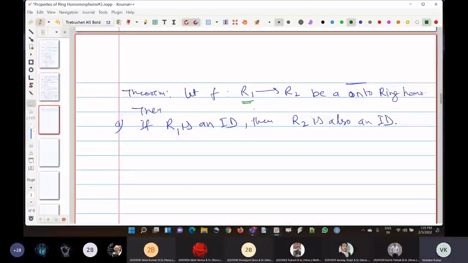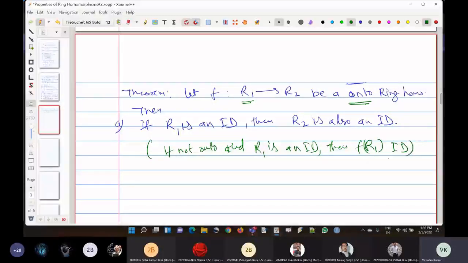Okay, fine. और अगर ये onto नहीं होता है, if it is not onto, and R1 is an integral domain, then f of R1 is going to be an integral domain. तब हम इसको इस तरीके से कहेंगे, फिर R2 की जगह f of R1 आ जाएगा. Fine.